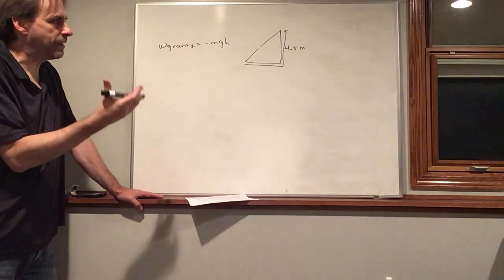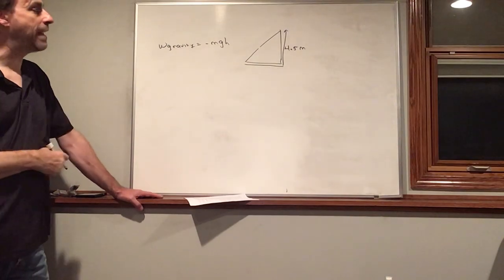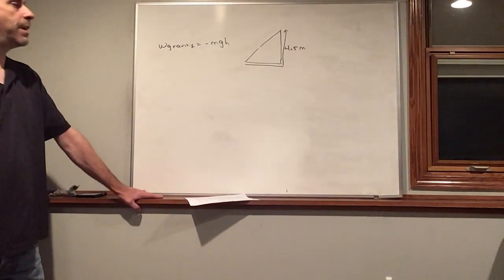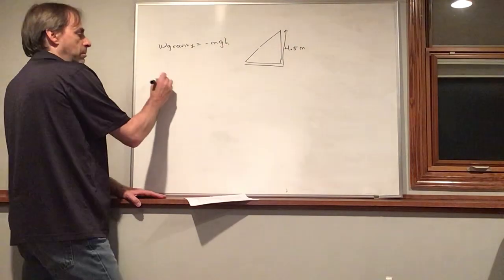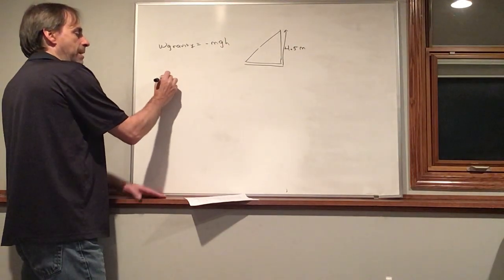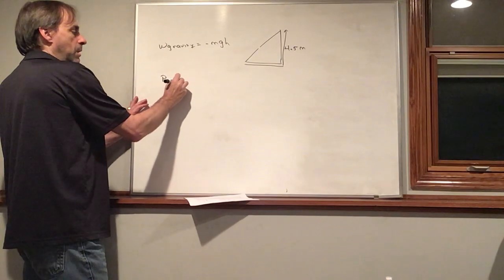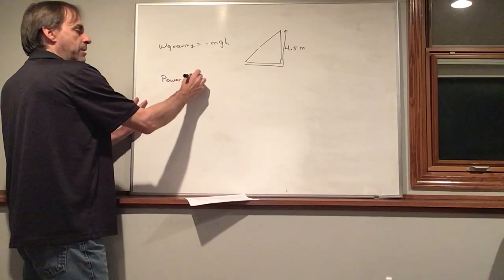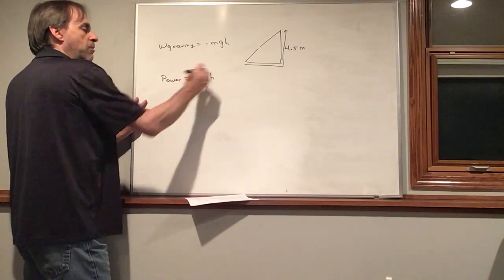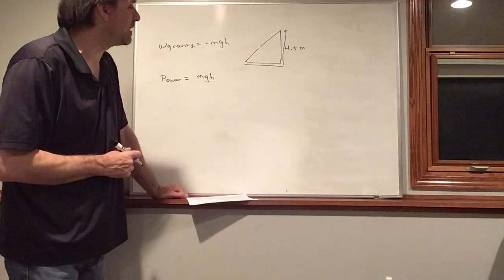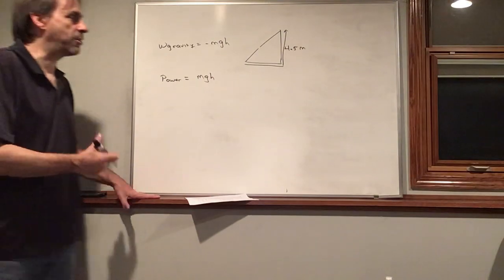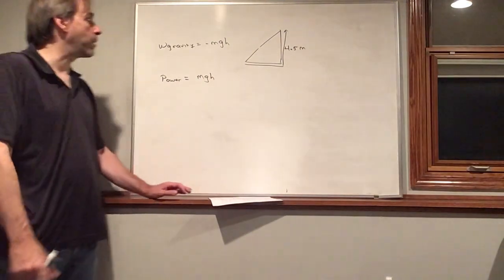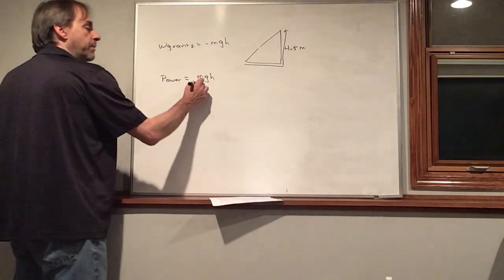And so the work that the runner must do would be opposite that. She has to overcome gravity. And power is work over time. So the work she has to do is mgh. Let's assume she's running up at a constant speed. So this would be like the minimum power. If she exerted more power, she would accelerate on the way up and be going faster.